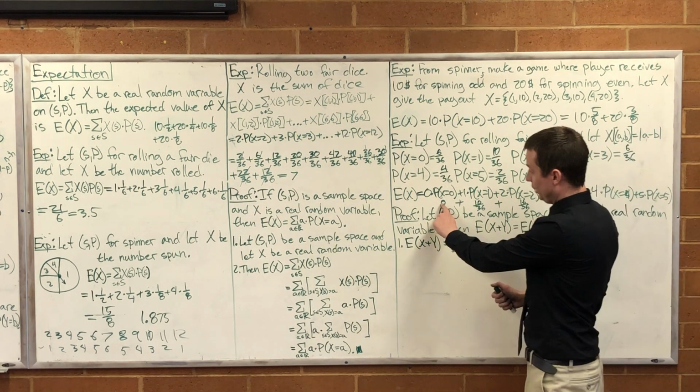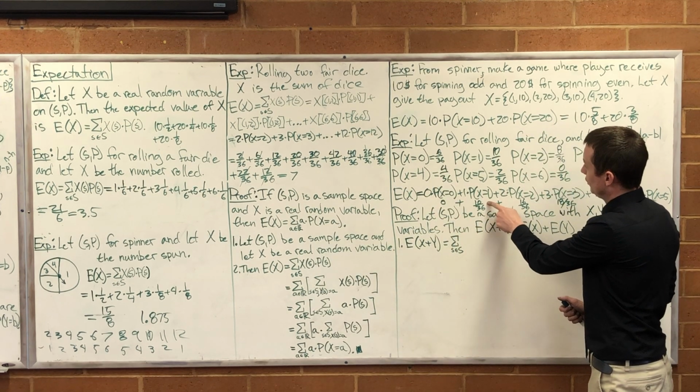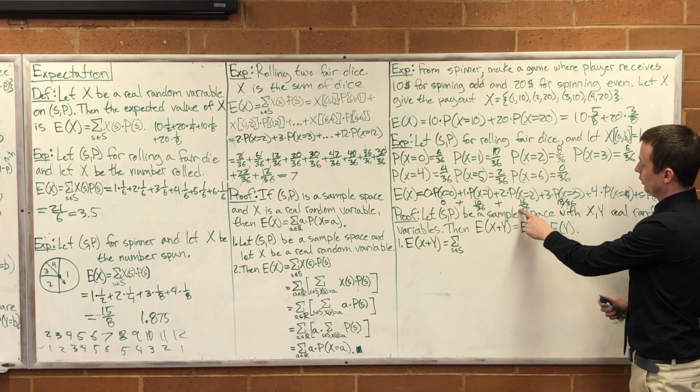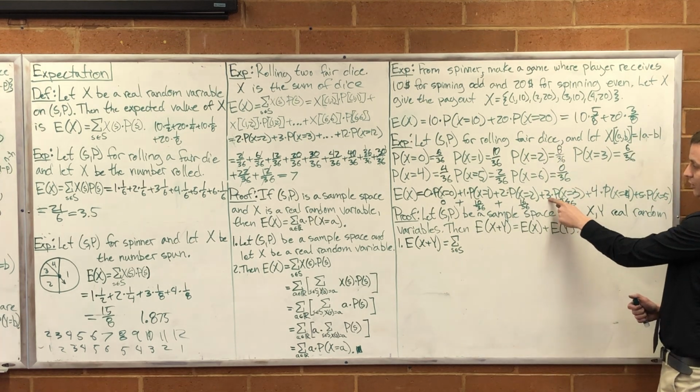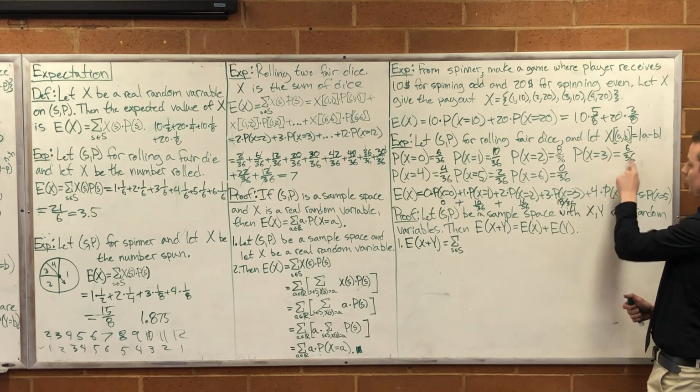So this number 0 is 0 times 6 over 36. This number 10 over 36 is 1 times 10 over 36. This number 16 over 36 is 2 times 8 over 36. This number 18 over 36 is 3 times 6 over 36.